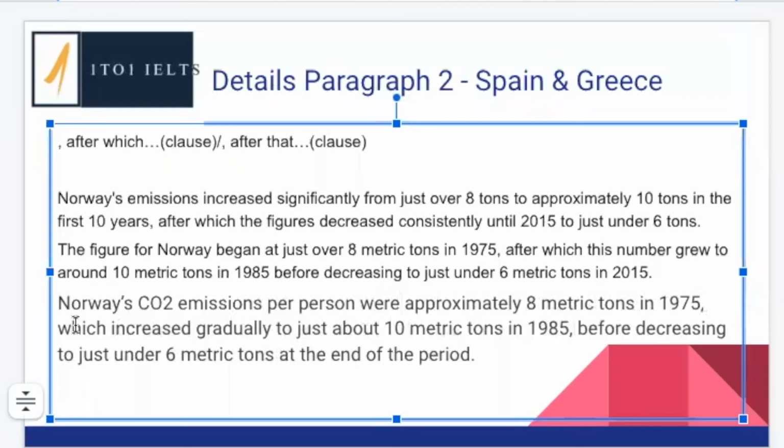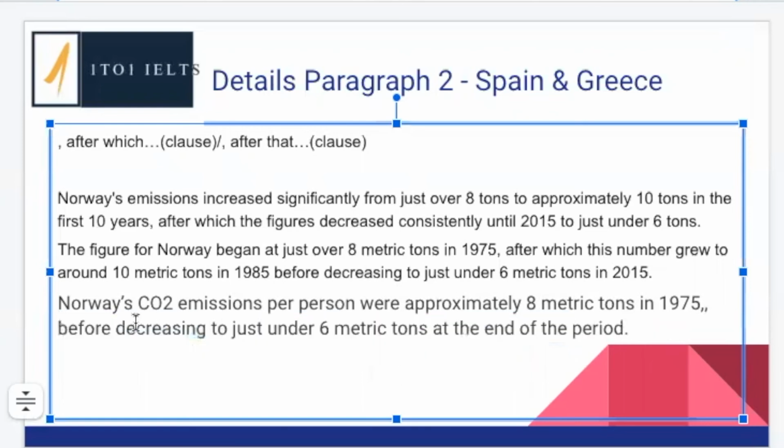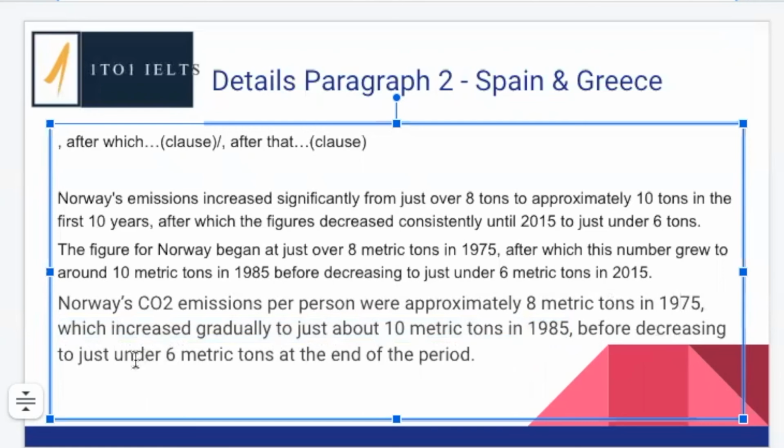Good. So we just had a class, my trainer and I, about relative clauses. So it's really nice that you're using this to add information. Just remember, because this is a non-defining relative clause, you've got the comma before, which you're good at, but don't forget the comma after. And we know that this is all the relative clause because if we deleted it, this makes sense. So before decreasing to just under 6 metric tons at the end of the period. Good. Apart from that, well written.